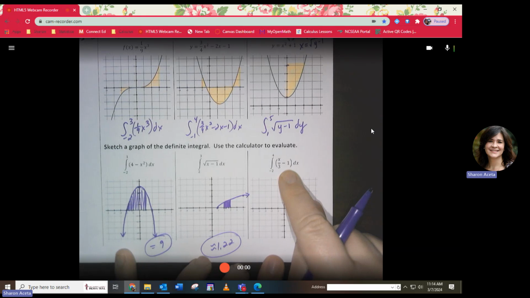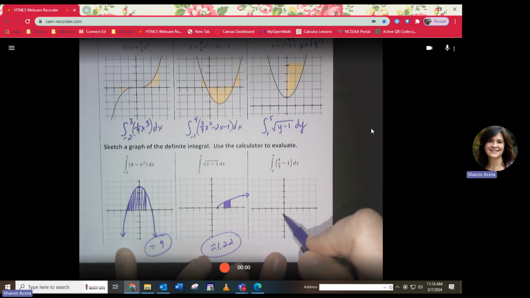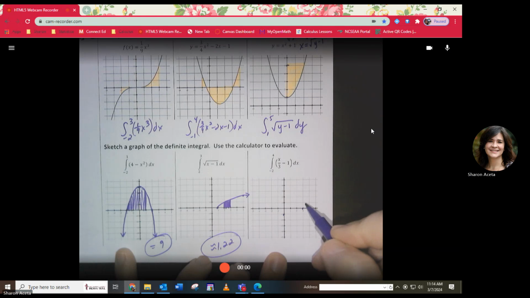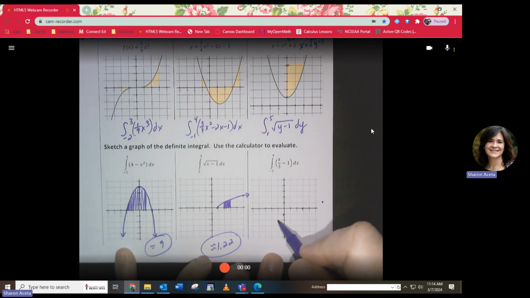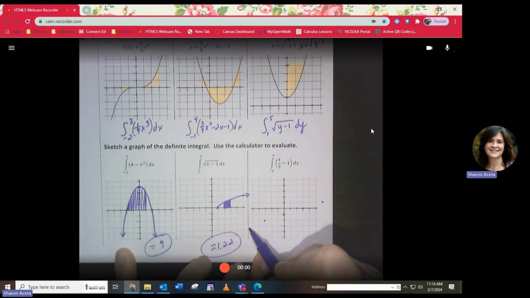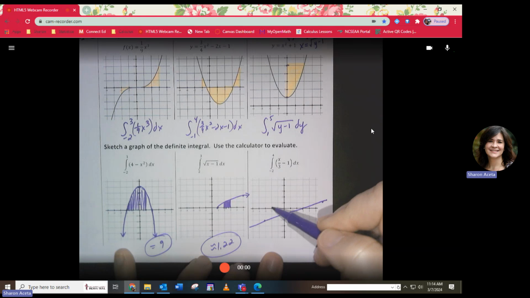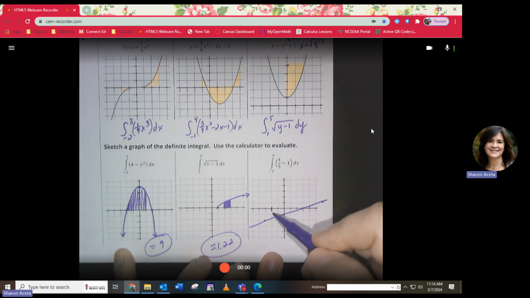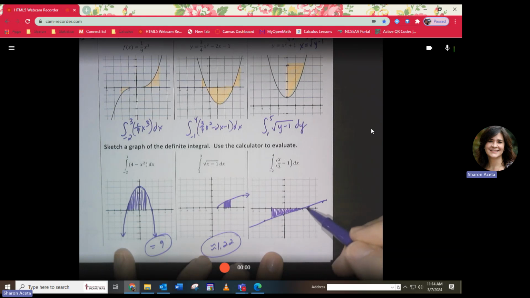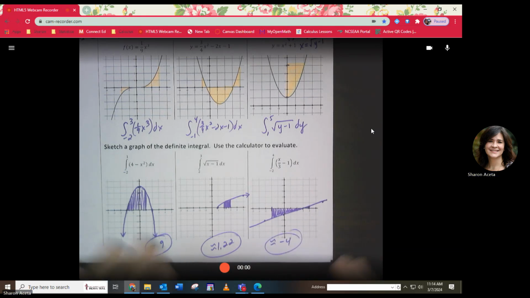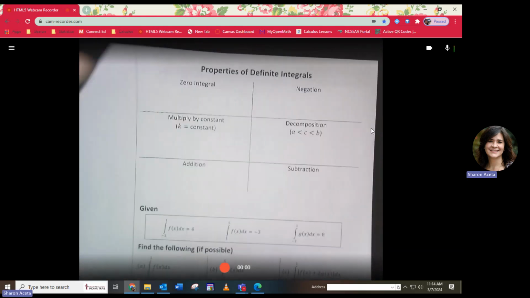And then same thing here. Now this is a linear starting at -1, and then you're going up 1 over 3, up 1 over 3, or you can go down 1 over 3, 1, 2, 3. So you have this straight line. Now the area is bounded between -2 and 4, and all the area to the x-axis here would be under, but then here would just be that little bit right there. And you can plug that in the calculator and you get -4 as your answer. Right? Pretty easy.